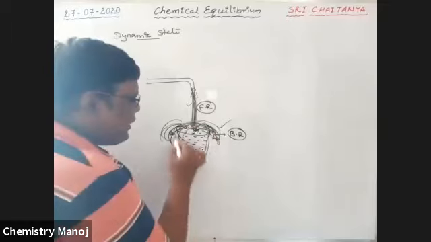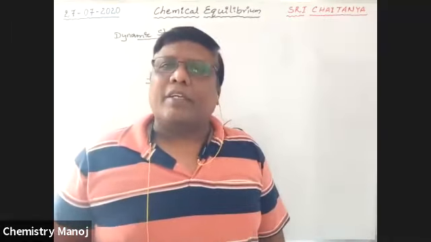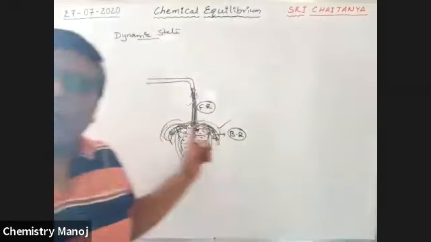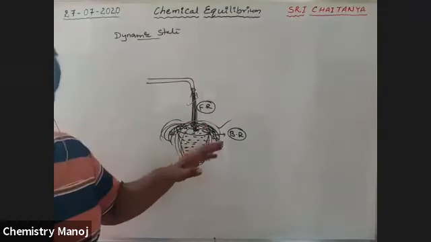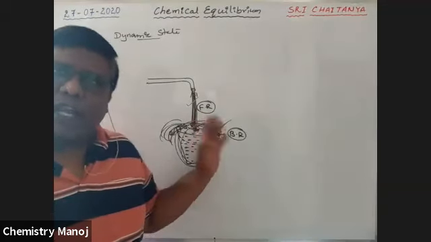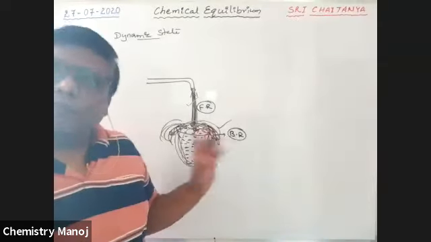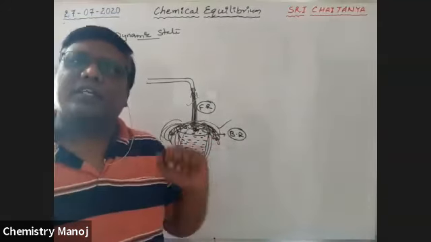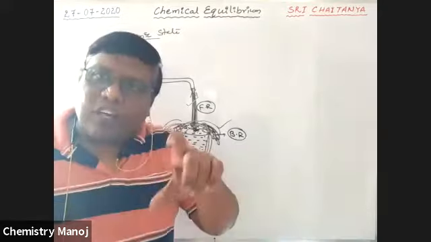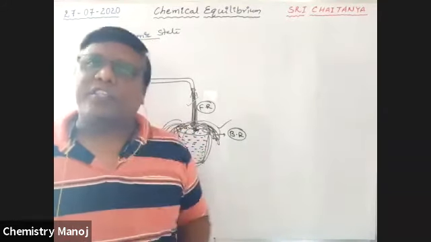Now the bucket is in a dynamic state. So the rate of forward reaction and the rate of backward reaction are the same, so both take place simultaneously. Both reactions have not stopped, but the values are constant. That means the net volume is not changed. There is no net reaction.